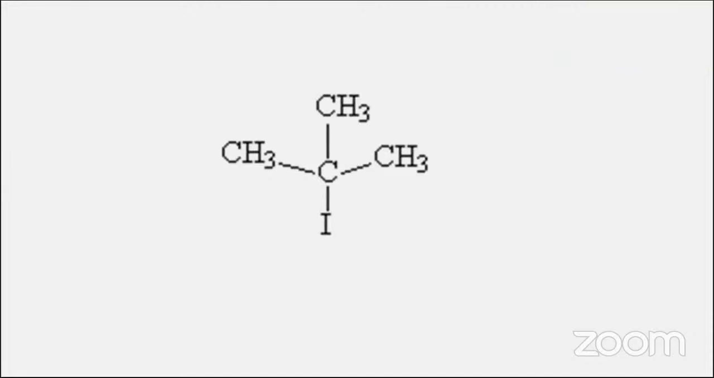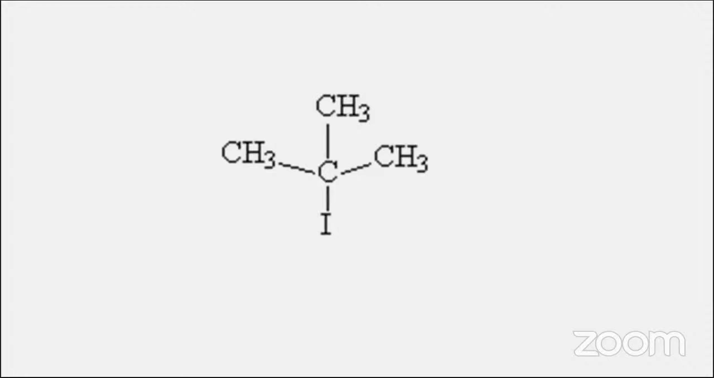What may be the name of this compound? Tertiary iodide. That is the common name. What may be its IUPAC name? 2-butyl iodide, 2-methyl? Neopropyl iodide? Is it neo? Isomethyl iodobutane? Wrong. I am asking you the IUPAC name.